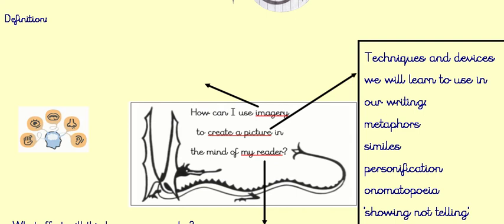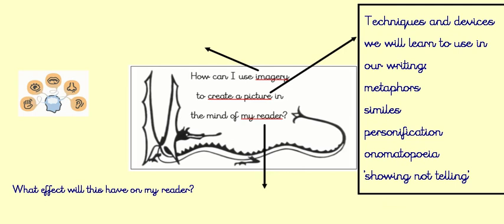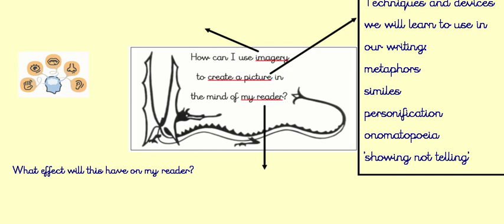And then the reader, the final bit of the question: how can I use imagery to create a picture in the mind of my reader? So what effects are you going to try to have on the reader? Why are you writing this? And what effects are you going to have for the reader?